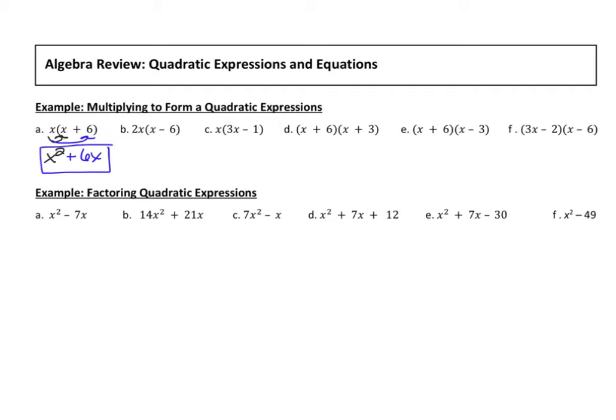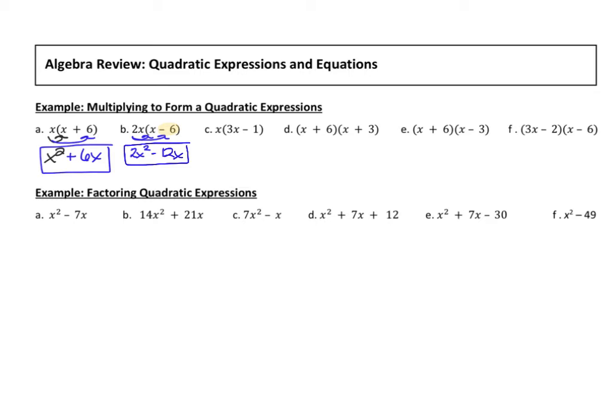Let's take a look at letter B. You're going to distribute the 2x. So you have 2x times x, which will give you 2x squared. And then you're going to go 2x times a negative 6. Make sure that you have the sign that's in front of the number when you're multiplying. And that's going to give us a negative 12x.